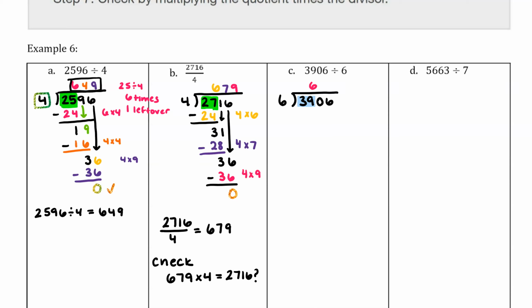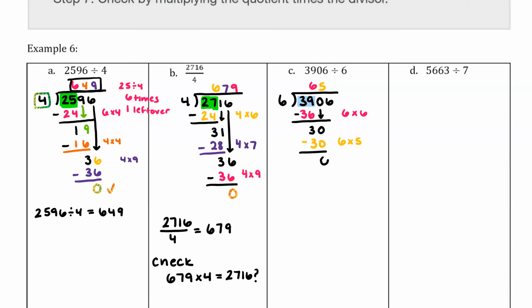Well, if I times 6 by 6, that will give me 36, which is as close as I can get. And so 6 goes upstairs and 36 gets subtracted. So 39 take away 36 is 3, and I'm going to bring down the 0. What can I multiply 6 by to get close to 30? Well, 6 times 5. So 5 is going to go upstairs, and 6 times 5 is going to be subtracted. And 6 times 5 is actually 30.